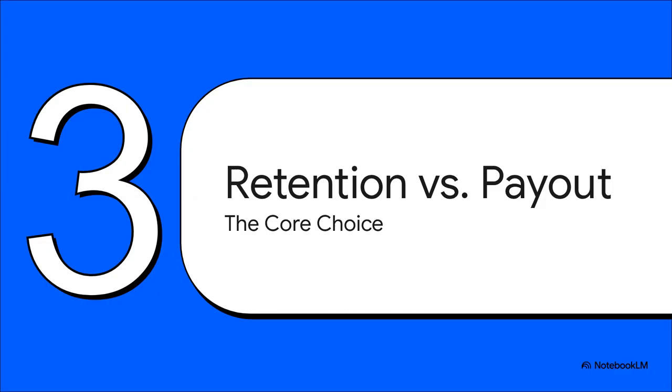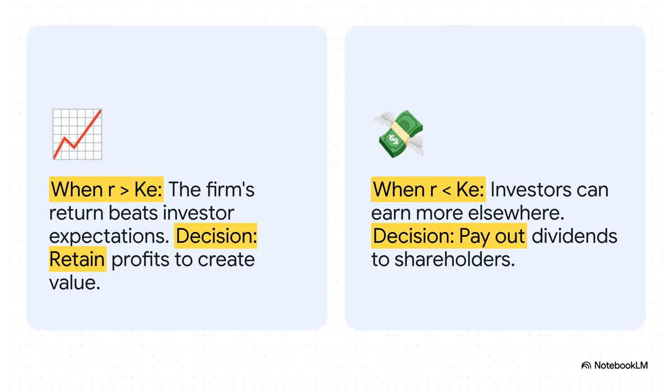So all of these numbers and calculations bring us beyond the formulas to the real core strategic decision that every single manager has to face. Should we keep the profits to grow the business, or should we pay them out to our shareholders? Okay, this slide right here is the golden rule of retention. It all comes down to a simple comparison between R, the return the company makes on its investments, and K, the return investors could get somewhere else.